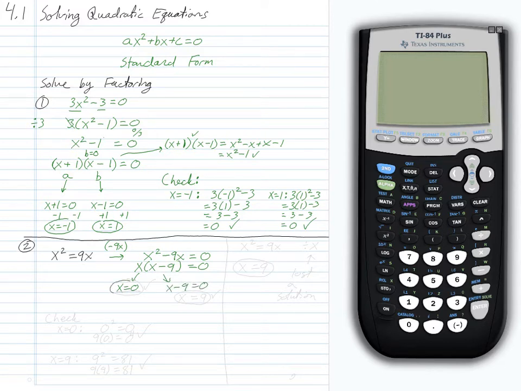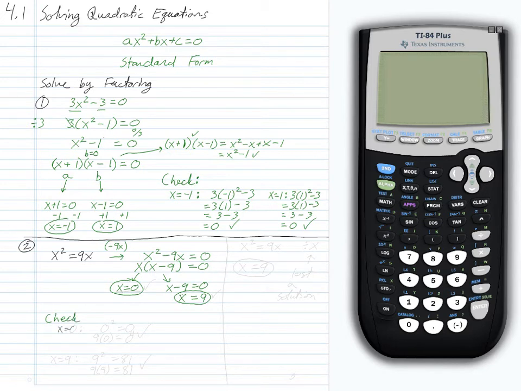Well, with this first possibility, we don't need to do any more work. x equals 0 is one possible solution. Now if I add 9 to both sides of our second possible equation, we see that x equals 9. I'll check both of those. Go back to our original equation.